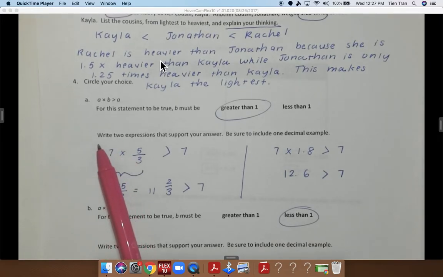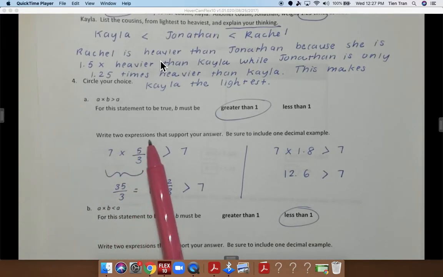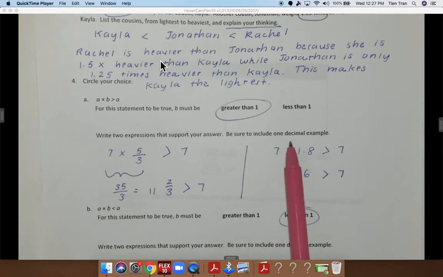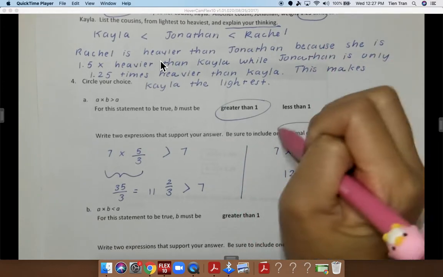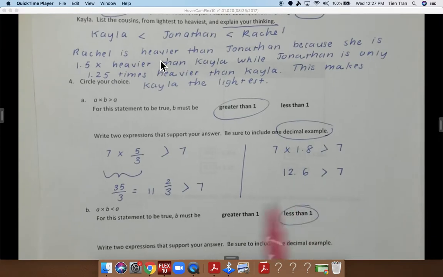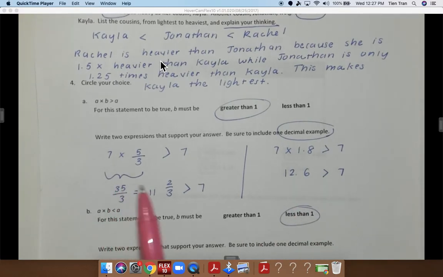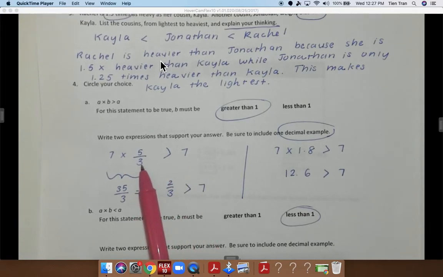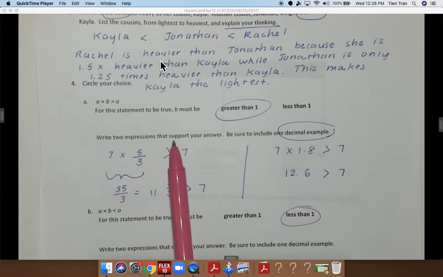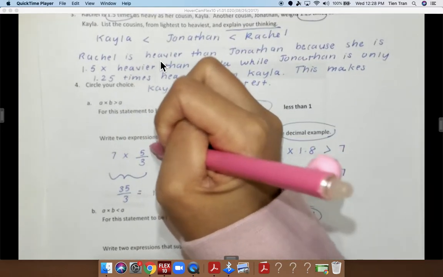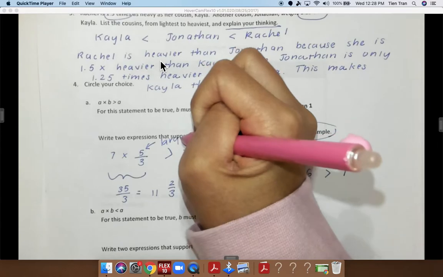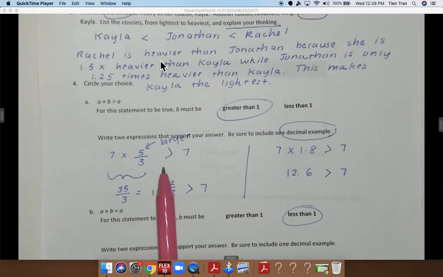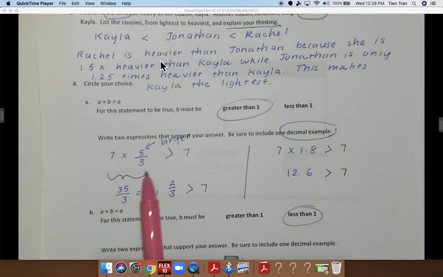For part 2 of the question, write 2 expressions that support your answer. Be sure to include 1 decimal example. These are my examples right here, but you could have had any example. I multiplied 7 times 5/3, and it's greater than 7 because if you look at the denominator, it is a 3, and the 5 is larger. If your numerator is larger than your denominator, then your final answer would be larger.